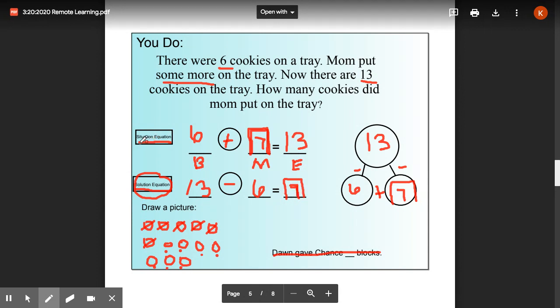So I go back to my situation equation, and I know that there were 6 cookies on the tray. Mom added 7 more, and now there are 13 cookies on the tray. By filling in my number bond with my whole number and the part that I did have, I was able to subtract 6 from 13 to get my missing part. All right, let's move on.